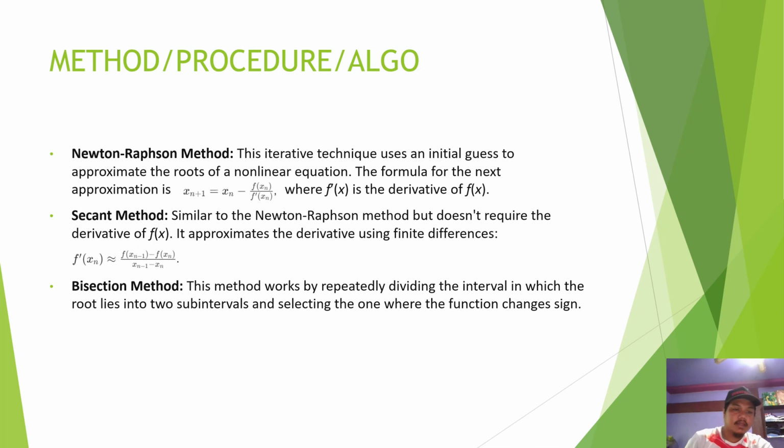The third one is the bisection method. This method works by repeatedly dividing the interval in which the root lies into two subintervals and selecting the one where the function changes sign.